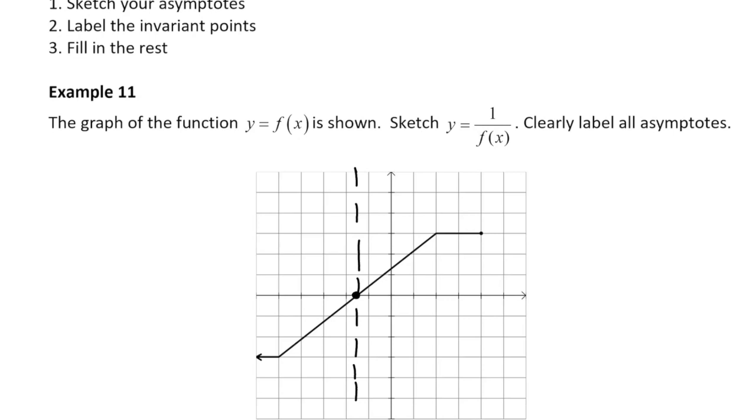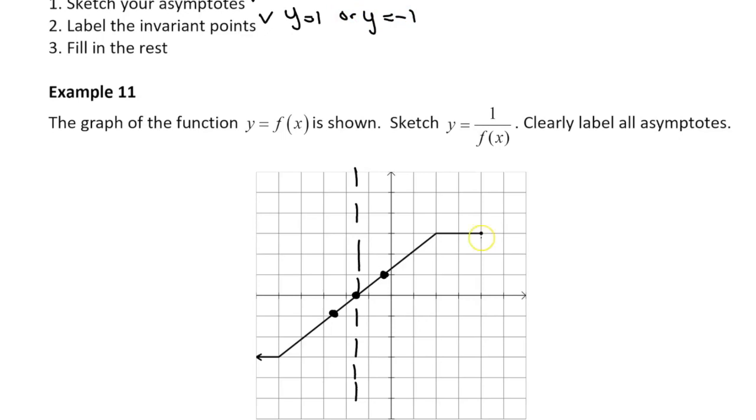So at no other point does it have an x value of 0, so that's going to be my only vertical asymptote. For the y values, I have a y value of 1 right here, and I have a y value of -1 right there. And that's important because when I take the reciprocal of 1 and when I take the reciprocal of -1, they don't change. So those points are going to stay exactly where they are, and they're examples of invariant points because y equals 1 or y equals -1. So they're going to ask us to fill in the rest.